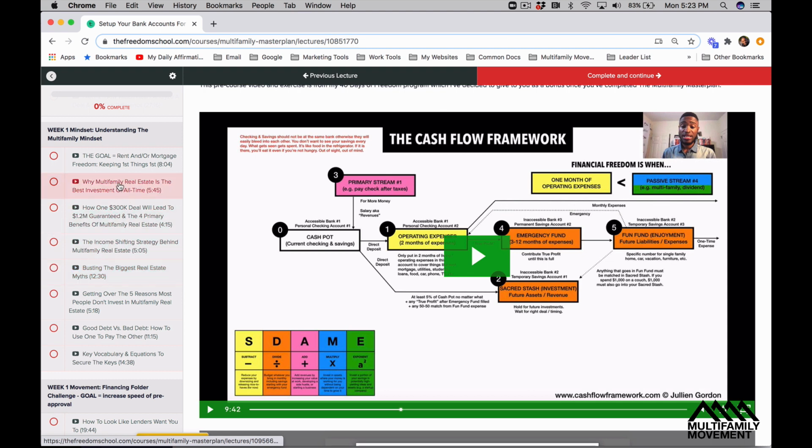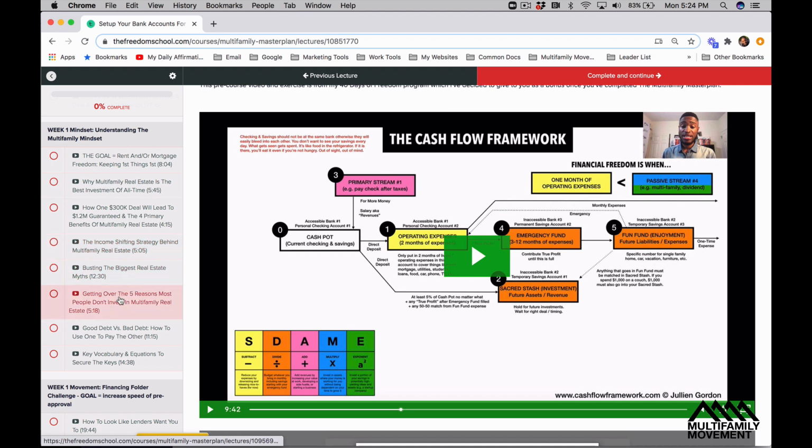All right. So here we go over the goal of the program, which is to get you to rent and mortgage freedom, meaning that you no longer have a housing expense for the rest of your life. All right. Then I'm going to guide you through some income shifting strategies behind multifamily real estate. I'm going to guide you through busting the biggest real estate myths that are out there.